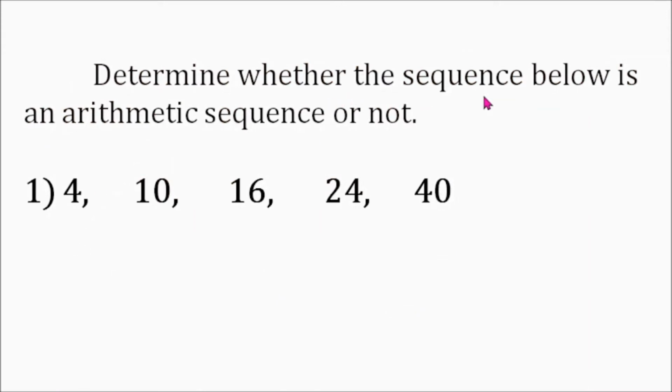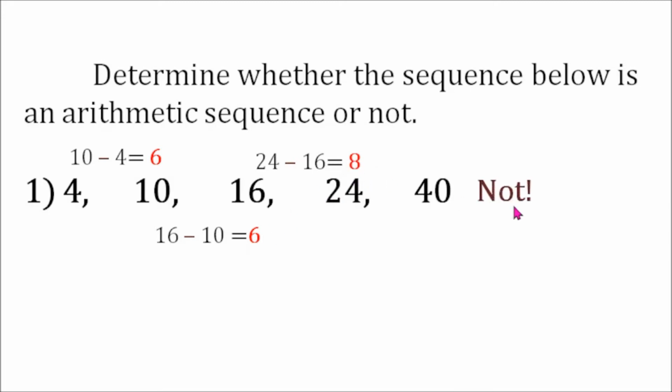Determine whether the sequence below is an arithmetic sequence or not. The sequence 4, 10, 16, 24, and 40. 10 minus 4 is 6. 16 minus 10 is also 6. 24 minus 16 is 8. So there is no common difference. So it's not an arithmetic sequence.